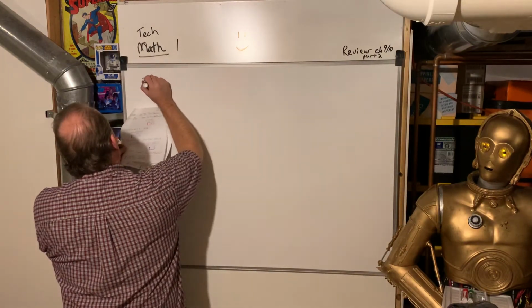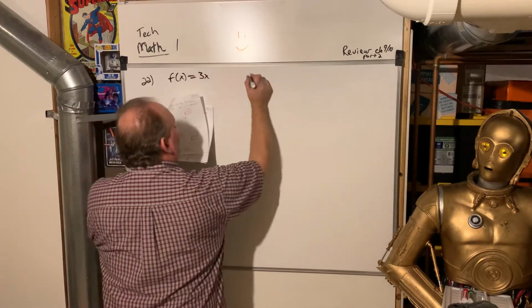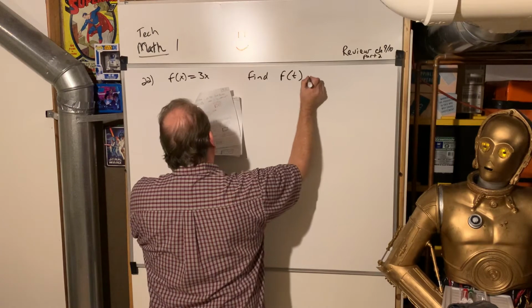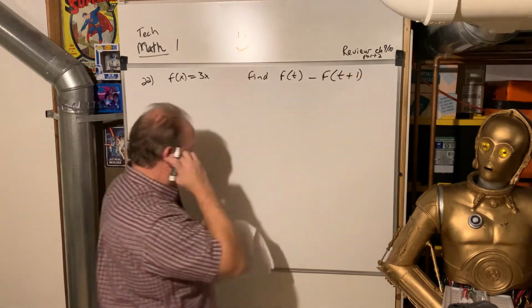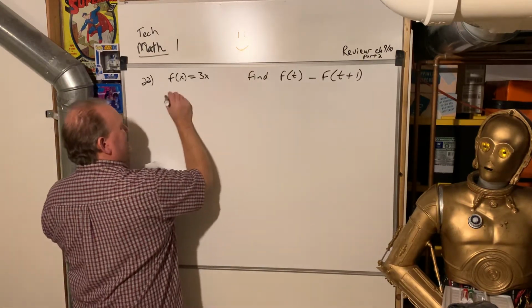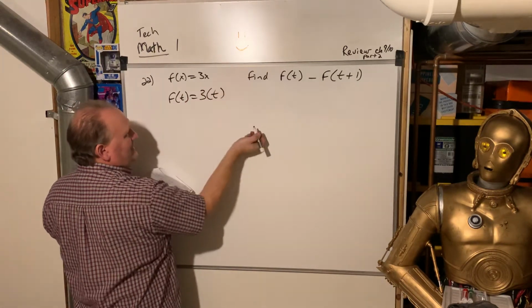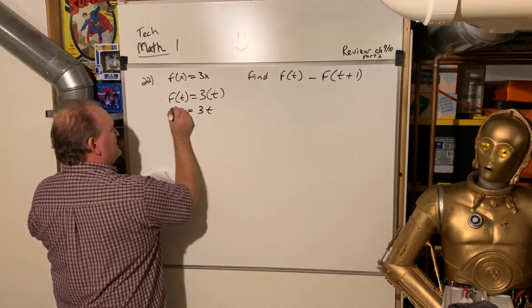So 22, f of x is equal to 3x. And they said find f of t, which is easy, but then minus f of t plus 1. And that's the harder part. So f of t is, you just put a t where there's an x. That's it. f of t is super easy to find. It's 3 times t, which is just 3t. All right? So f of t is easy to find.